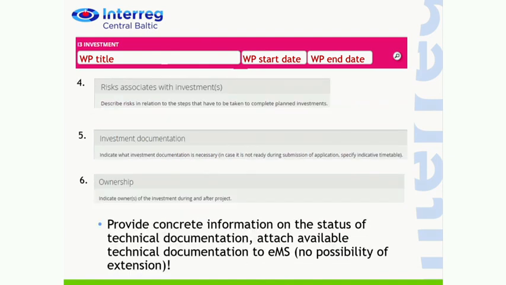We are interested in risks regarding investments, so you should foresee what are the risks. For example, different kind of permitting processes may take a long time, and that should be identified if you don't have the permits already taken care of. Investment documentation means exactly these, for example, permits, technical drawings, things like that you may have already available, or they can also be done during the project time in case it's not realistic to get them ready before the funding decision. And of course, who owns the investment and what will happen to the investment after the project.